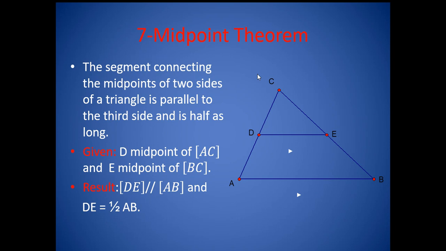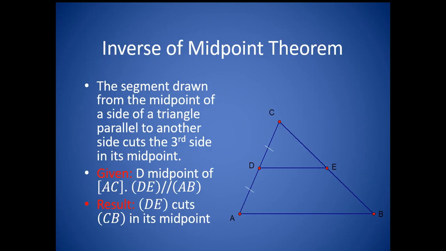Okay, let's go now to the inverse of the midpoint theorem. Now, if the given is what? One midpoint and one parallel. So if D is a midpoint, I don't know what E is. And if I draw from D the parallel to AB, so the given is one midpoint and one parallel. What will it give me as a result? It will give me another midpoint. So DE will cut CB in its midpoint. So E will be the midpoint. And sure, it will give me also that DE is equal to half of AB.